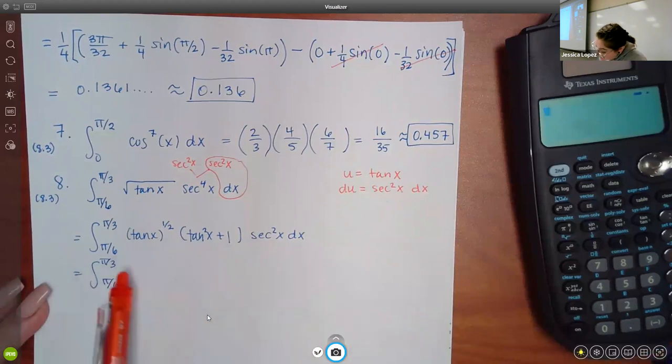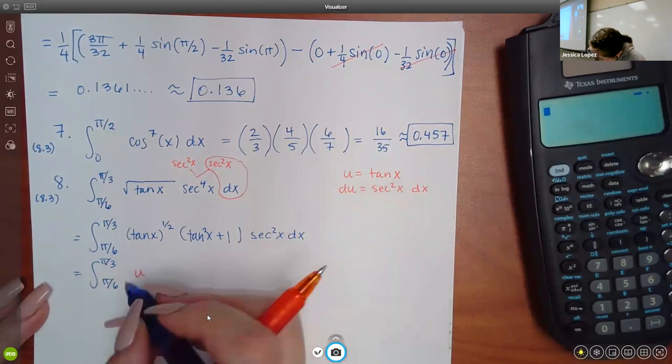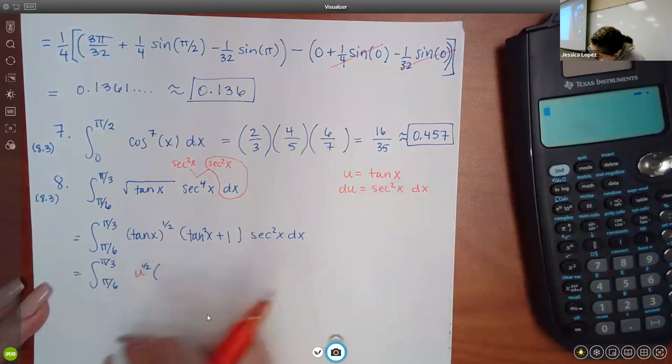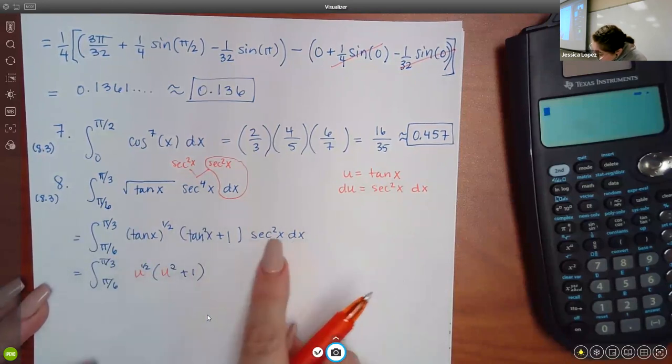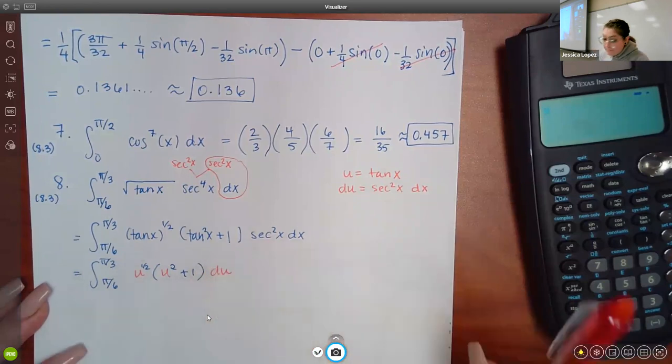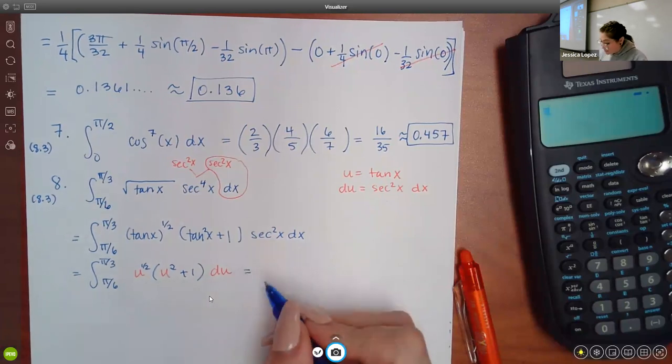So everywhere I see tangent, it's gonna become the u. So this is u to the 1/2 power. This is gonna be u squared plus one. And then this guy becomes the du. And we've used all of our conversion there. And then from there, it's just integrating that. Again, I don't change my bounds, but if you wanted to, you could. It's just up to you. I'd rather sub and then back sub and then put my bounds in. Some people just like to change bounds and then plug them in after they integrate. It's a choice that you choose.